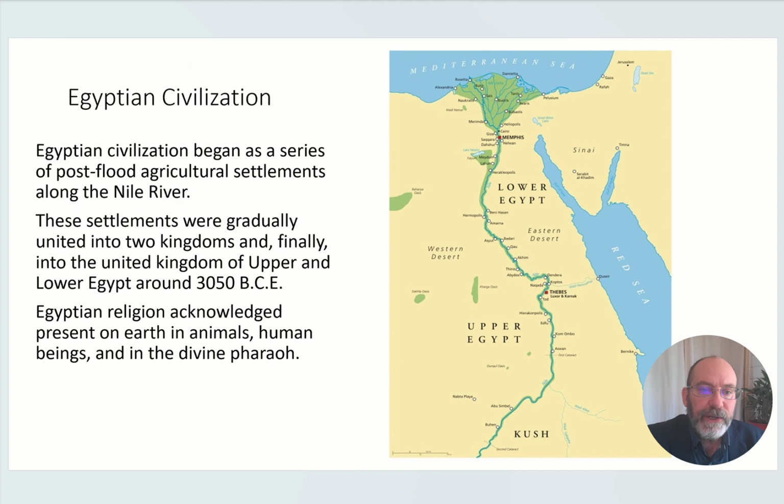Egyptian civilization really began around the Nile. You can see on this map here, here's the Nile River, and you have Lower Egypt here, and you have Upper Egypt, and everything's divided by the Nile, and it really had to do with the fertility of their farm ground, and it was the Nile that kept their croplands as fertile as they were.